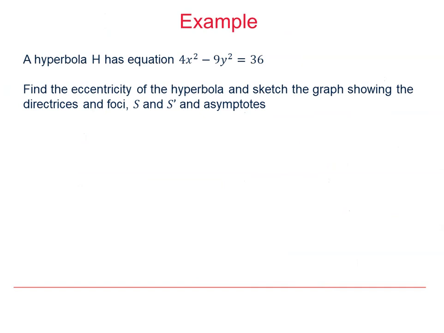So here we have a hyperbola, and we're asked to find the eccentricity e, and then to sketch showing the directrices and the foci, and also the asymptotes. Well, we're going to do that by getting it into its standard form, x squared over a squared minus y squared over b squared equal to 1. Once we've got that, we can get values for a squared, b squared, and use the expression that we've just proved to calculate e.